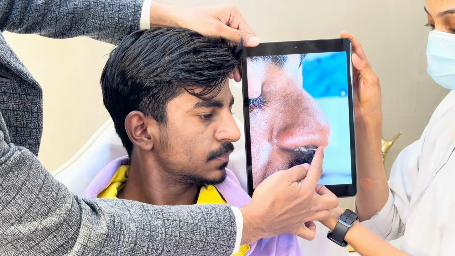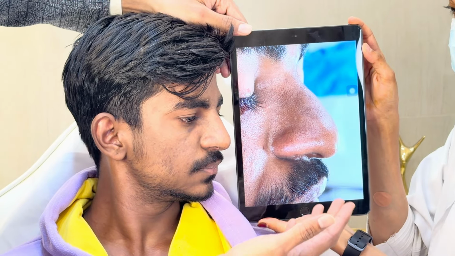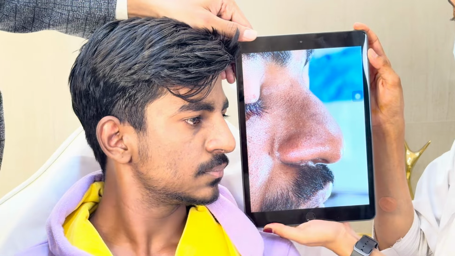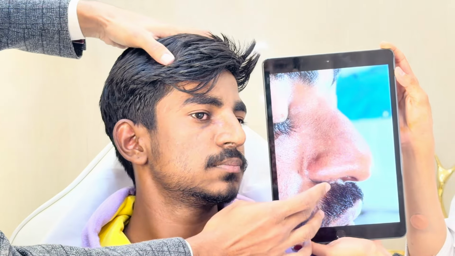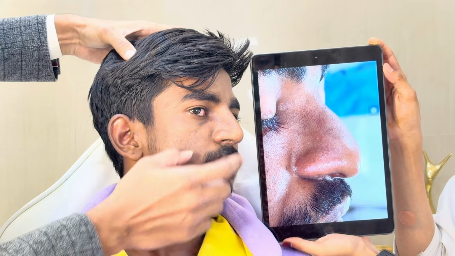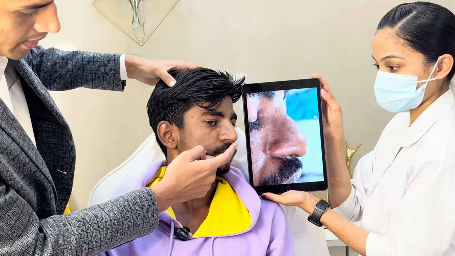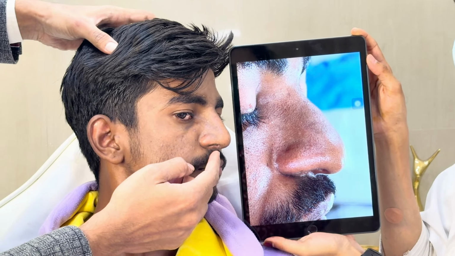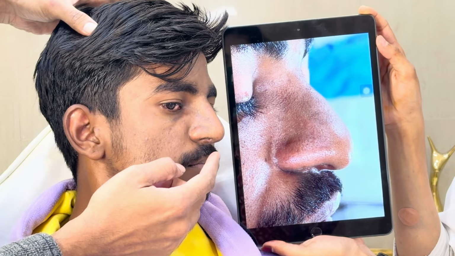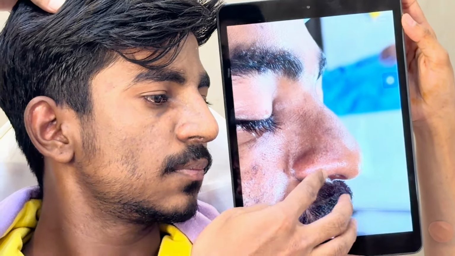So his concern was the tip was looking downward, and also there was no definition of radix or dorsum, and the tip was very unsupported before surgery. So remember, this is the revision rhinoplasty. He had a very weak septum which was removed in his primary surgery. So now he has got a beautiful and very good support for his tip. And look at that nasolabial angle that he has got. He's got a very good 90 to 100 degrees, good projection of the tip, which was droopy before surgery.